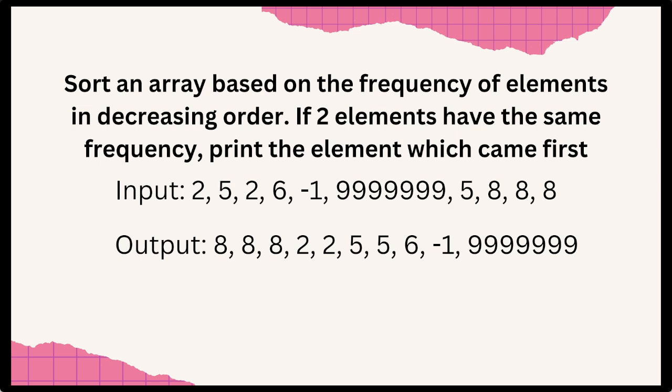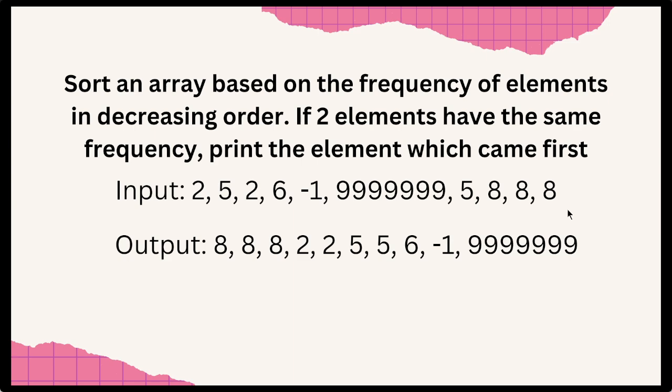I'll explain this. So this is the input array, for example. We have to sort this based on the frequency in decreasing order. Let's just take the first part. The most occurred element is 8, which has occurred 3 times. That is the only element which has occurred 3 times, which is the most. So we will print it first, in decreasing order, most to least. So we print 8, 8, 8 first.